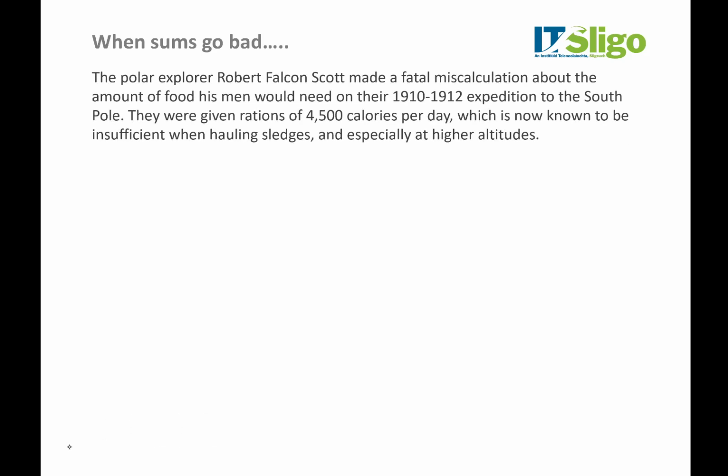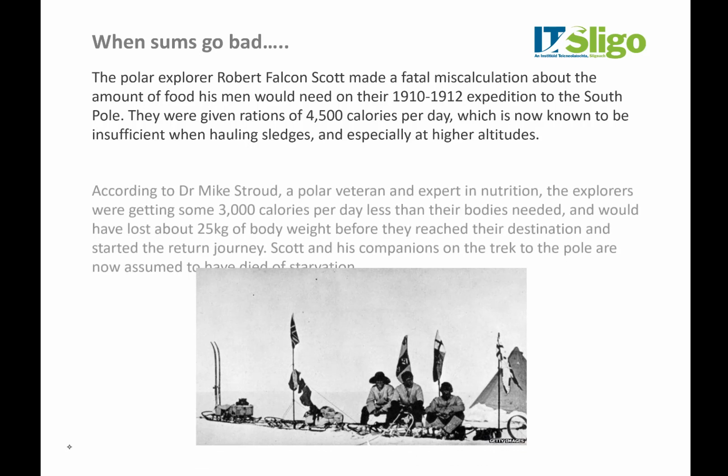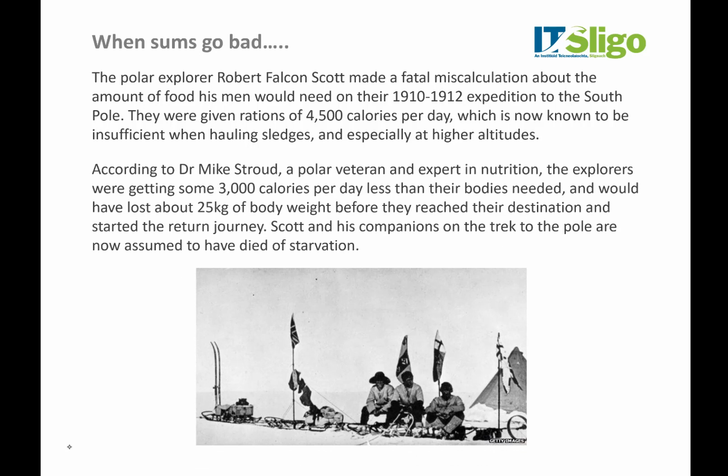On Scott's expedition to the South Pole, he calculated his men would need 4,500 calories a day. That's about double a normal man's ration. A normal man is about 2,500. Unfortunately, it was a bit of a miscalculation and he was short about 3,000 calories a day, due to the high altitudes they were at and the level of exertion with hauling their sleds. They didn't have dogs. So essentially there was a deficit of about 3,000 calories a day in Scott's calculations.